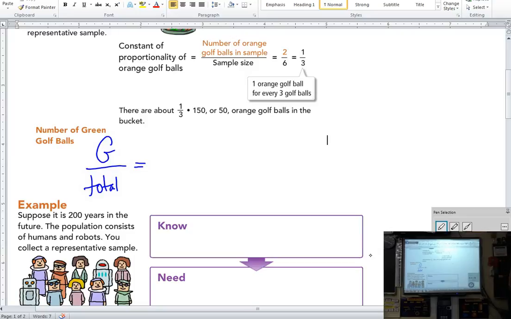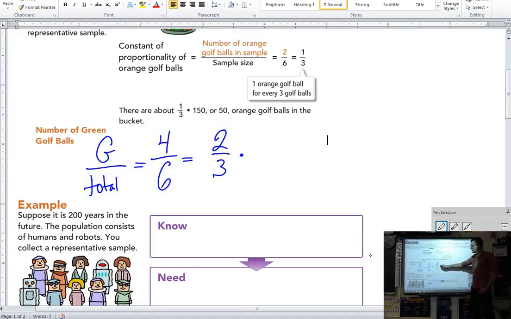How many greens are there in your sample? 4. How many total balls were there in your sample? 6. So that can reduce down to 2/3. So that tells me the portion of my population that is green is 2/3. So 2/3 of the population is green.